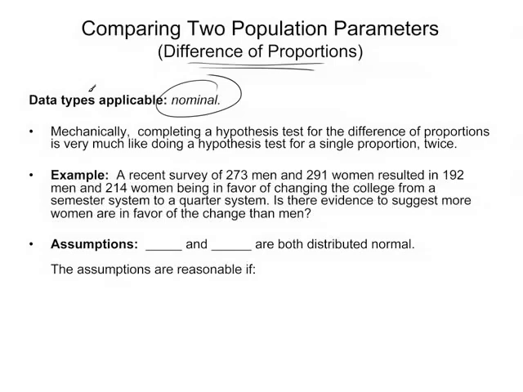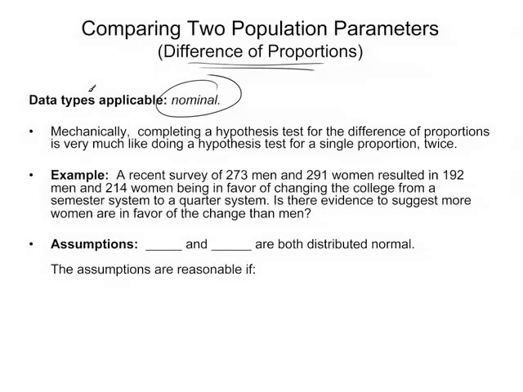A recent survey of 273 men and 291 women resulted in 192 men and 214 women being in favor of changing the college from a semester system to a quarter system. Is there evidence to suggest more women are in favor of the change than men?